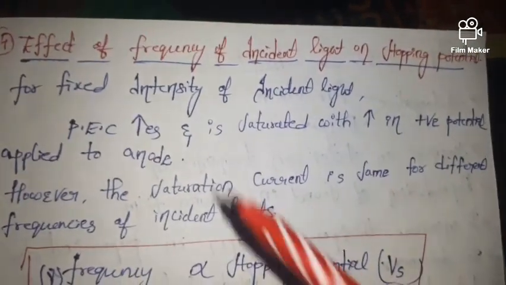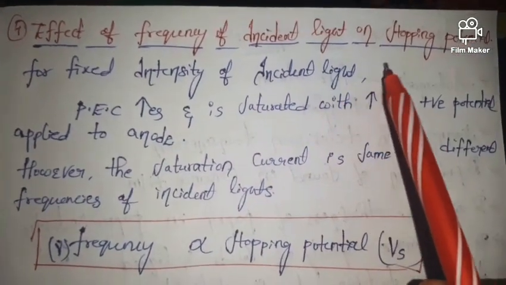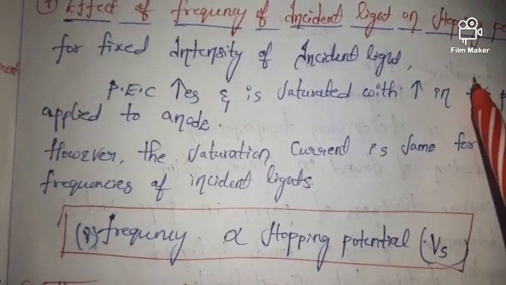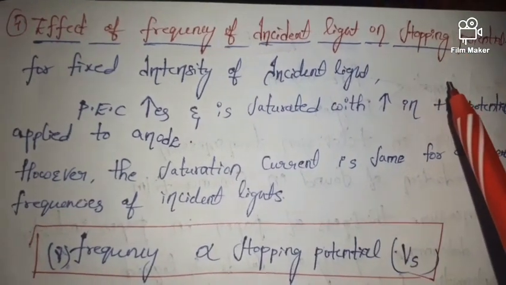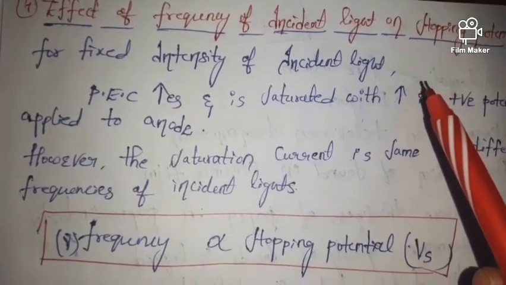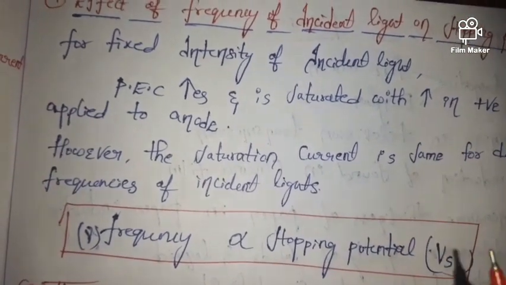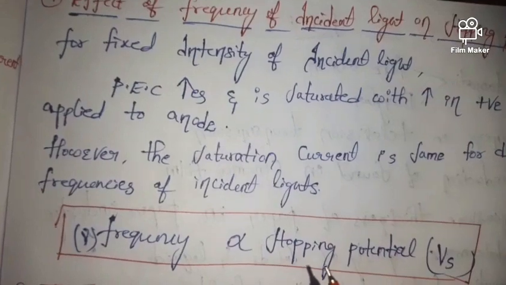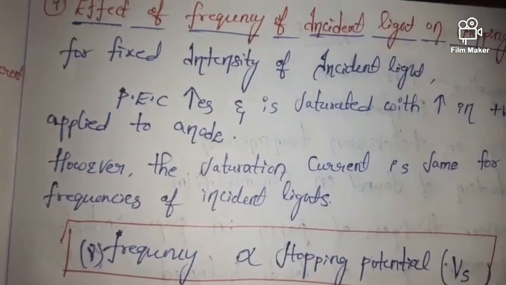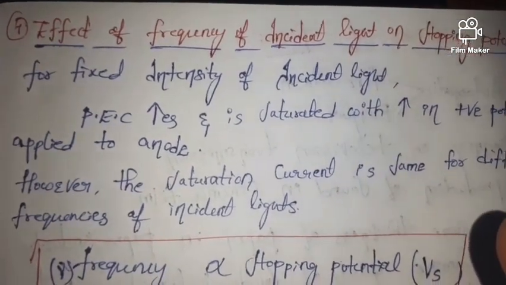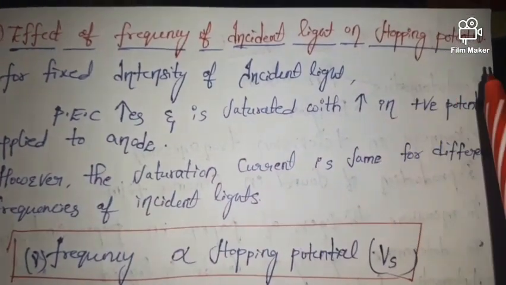Next, the fourth point: effect of frequency of incident light on stopping potential. The first three points are related to photoelectric current, and now it is about the stopping potential. We already discussed that whenever a negative potential is applied at the anode, the photoelectric current becomes 0 at a particular value of negative potential, and that is called stopping potential or cut-off potential. This is the effect of frequency of incident light on stopping potential.